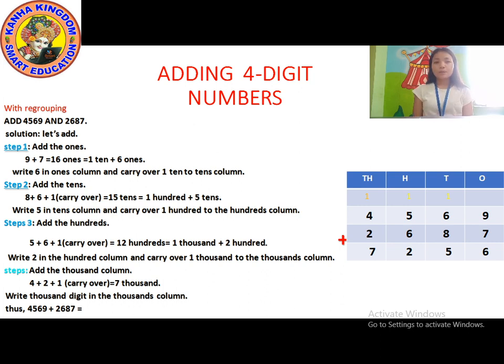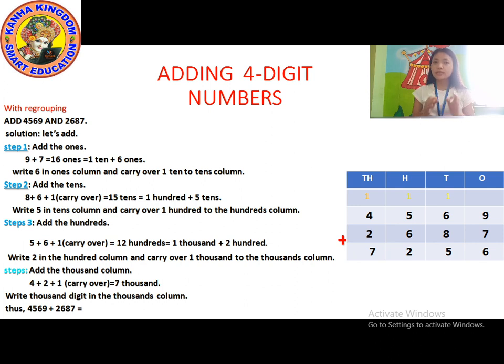So write 6 in the ones column and carry over 1 ten to the tens column. Step 1, add the ones. You have to add the ones. So we take two digits from both numbers which are present in the ones place, like 9 and 7. While adding 9 and 7 we got 16 as the sum of these two numbers.